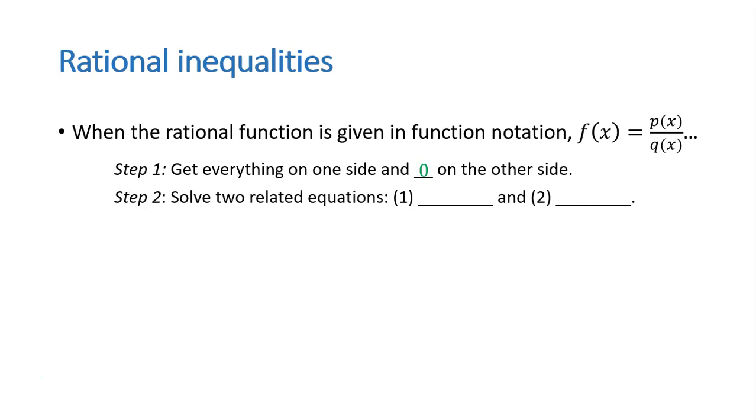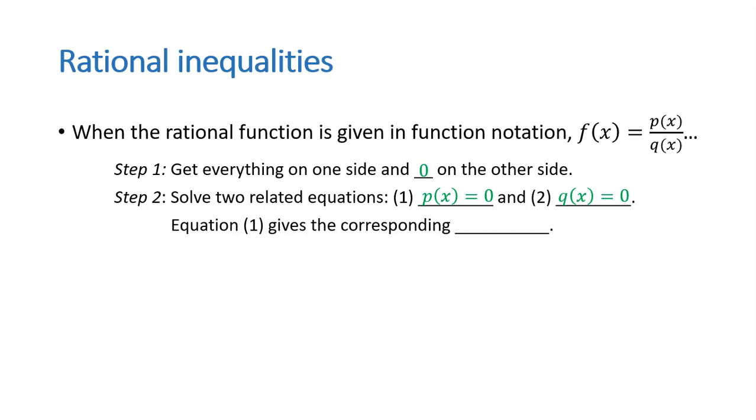Second step, we're actually going to solve two related equations. P of x is equal to 0 and Q of x is equal to 0. So separately, we're going to set the numerator and the denominator equal to 0 and solve two equations. The first equation gives us our x-intercepts.